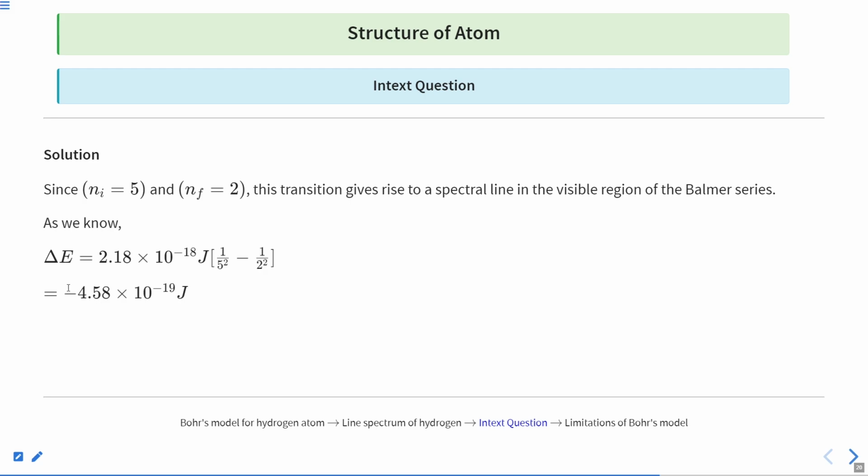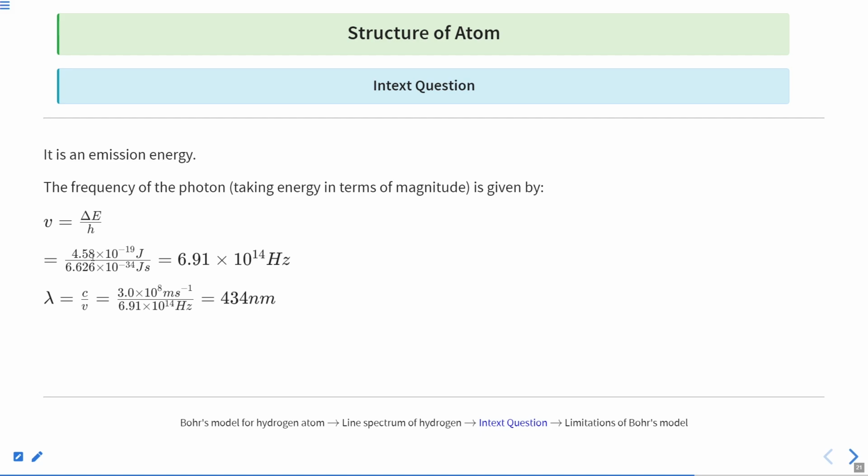Why is this value coming negative? Because the energy is released. So the absolute value is 4.58 into 10 to the power minus 19. Now to calculate the frequency, we use the formula delta E is equal to h nu. The delta E value we have calculated. The h value we know, 6.626 into 10 to the power minus 34 joule second. So joule gets cancelled out, and you will get per second.